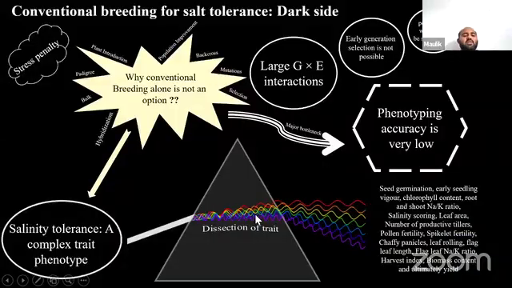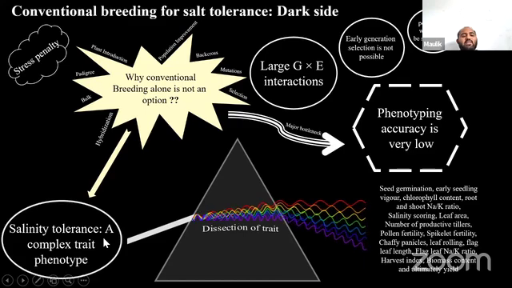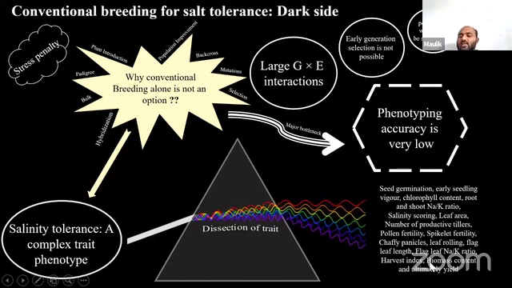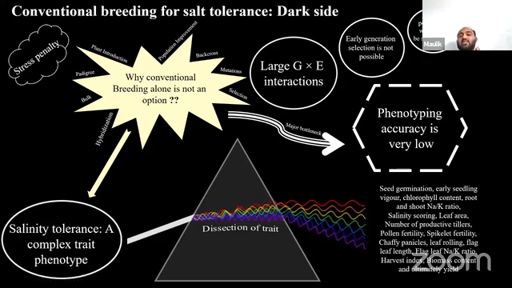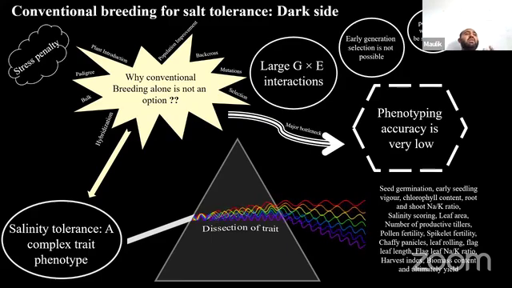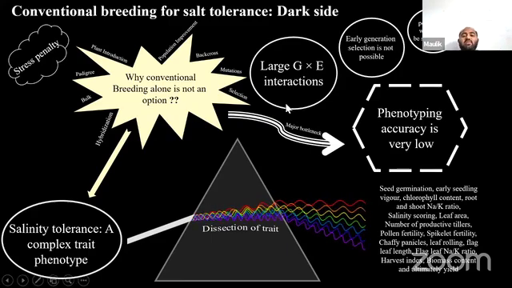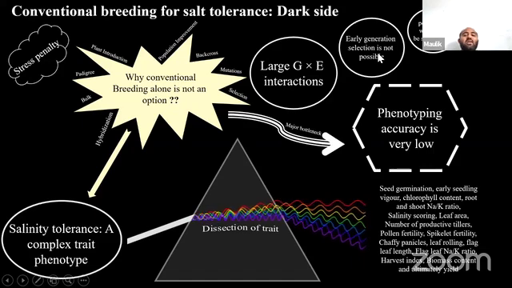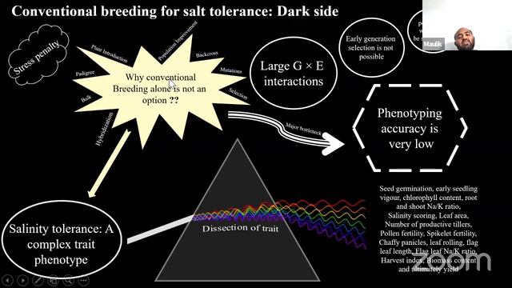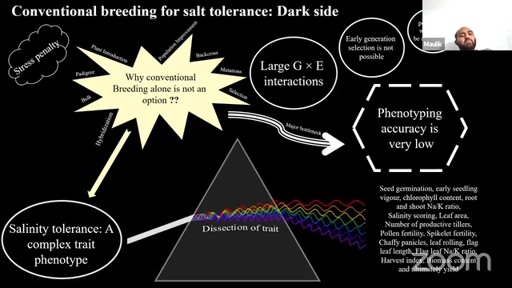This is conventional breeding. I am also telling you salinity is a complex trait and phenotypic accuracy is very low. These are all the traits which are measured during salt tolerance. But without knowing any genes, we can't precisely interrogate and develop a variety. So there is large environmental interaction, early segregation selection is not possible, and plant population is not sufficient and can't be weighed. That's why conventional breeding is not as helpful or precise to develop salt tolerant variety.